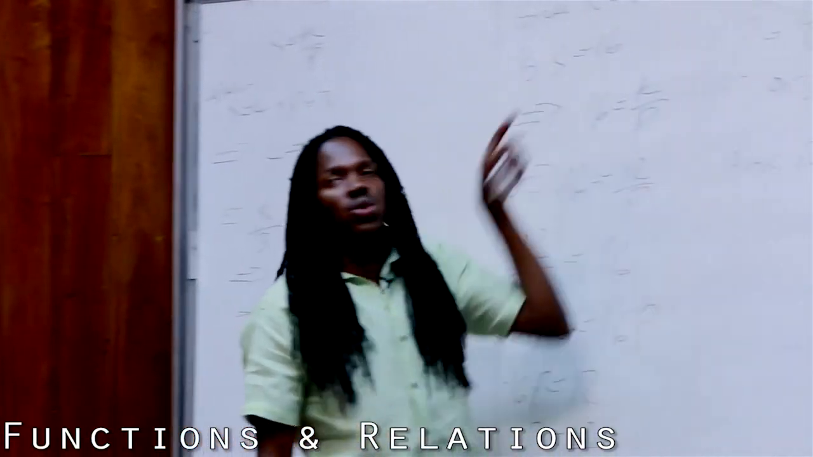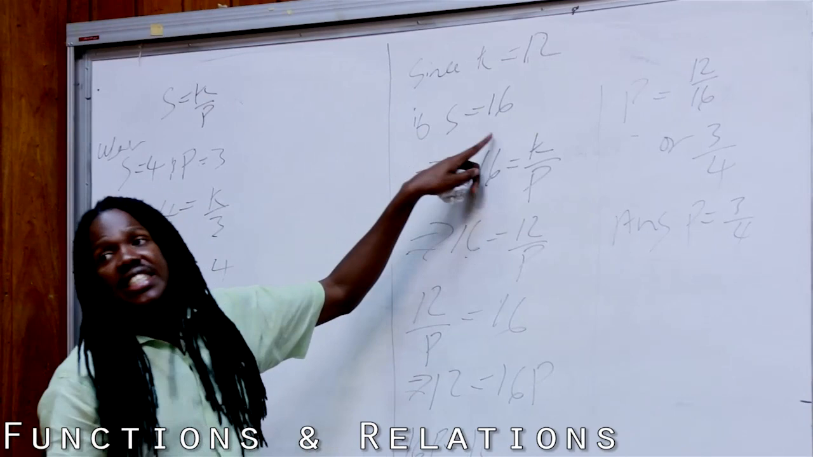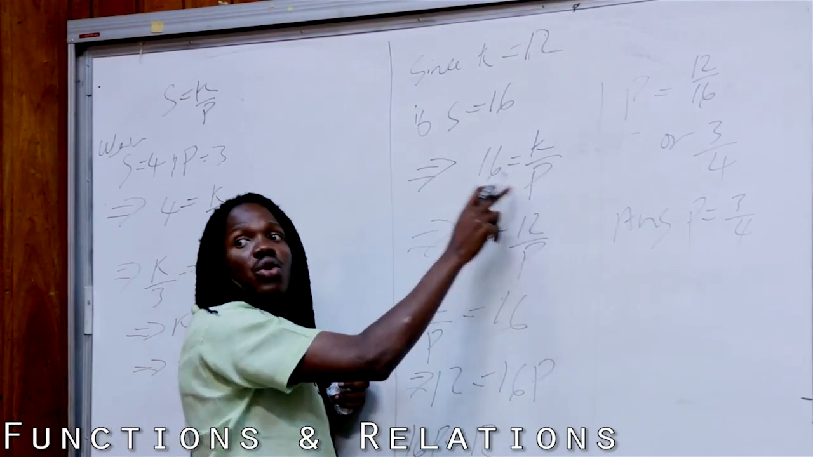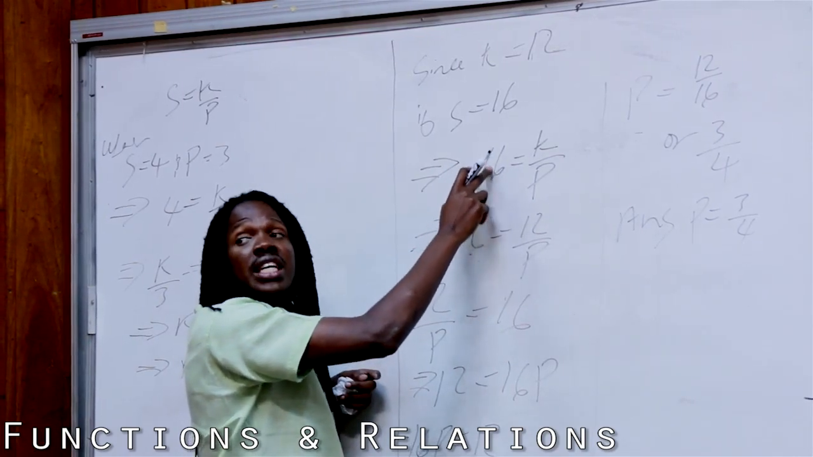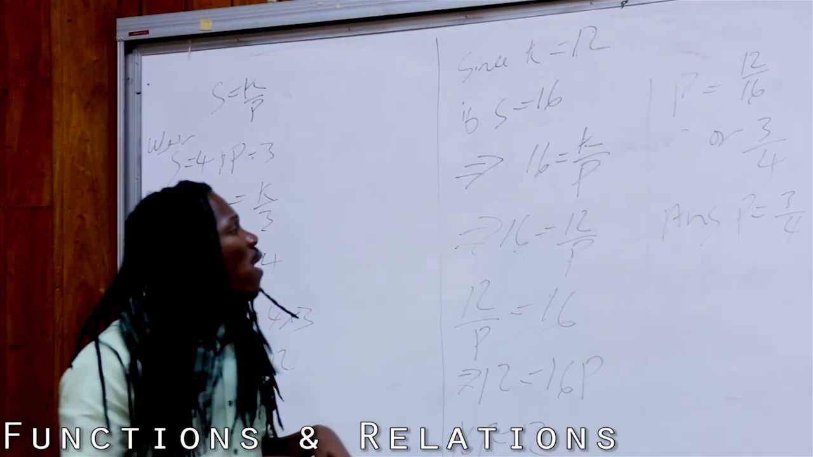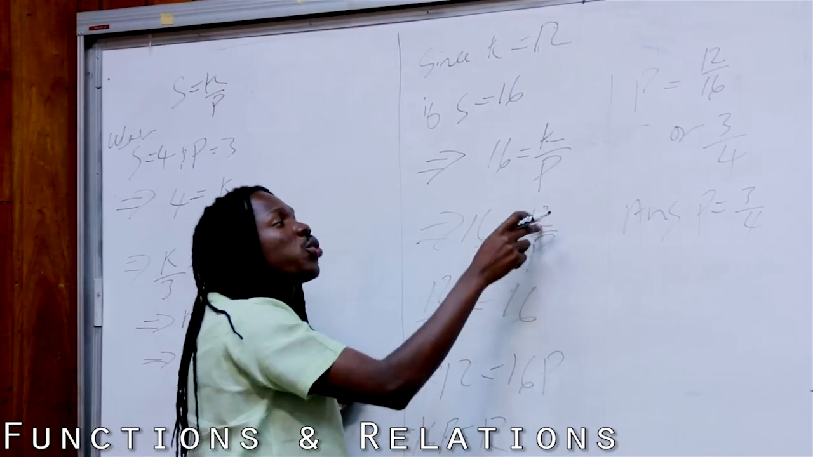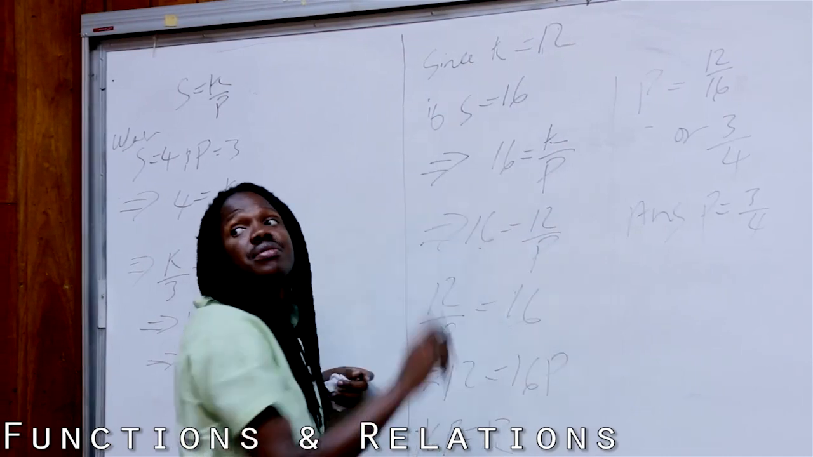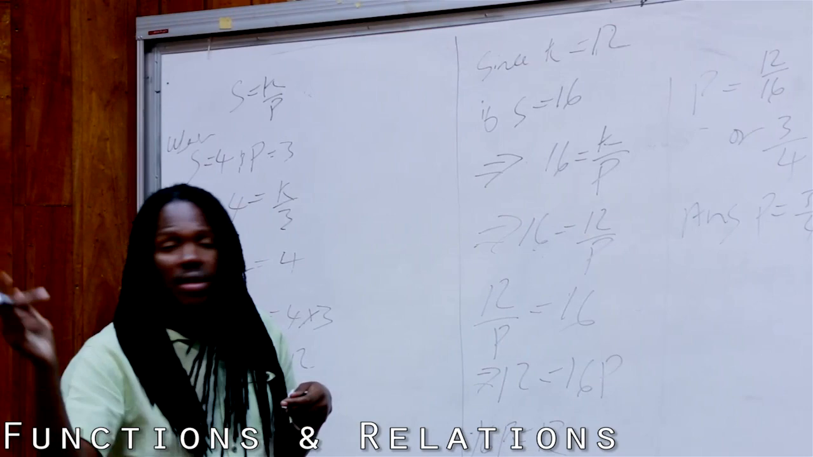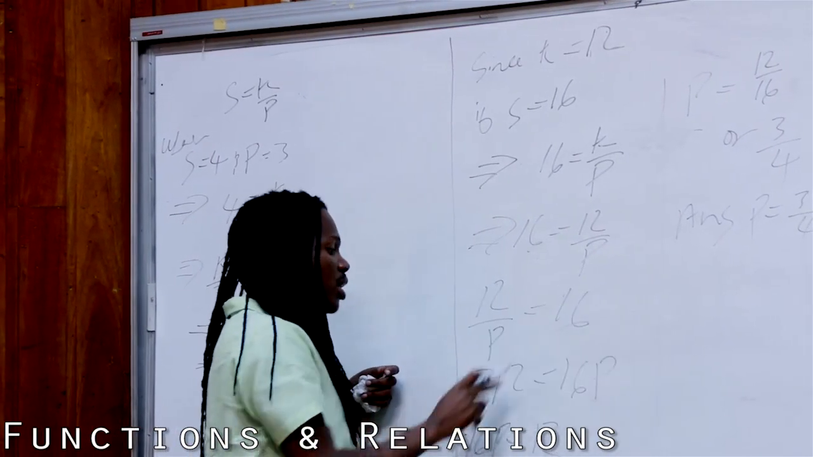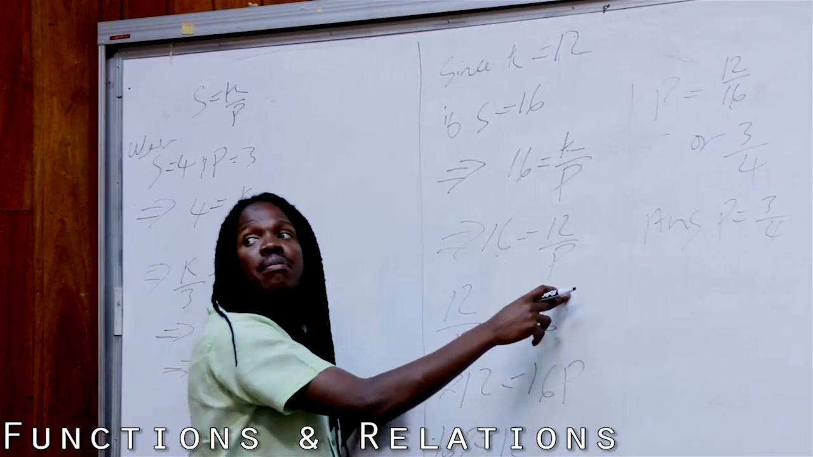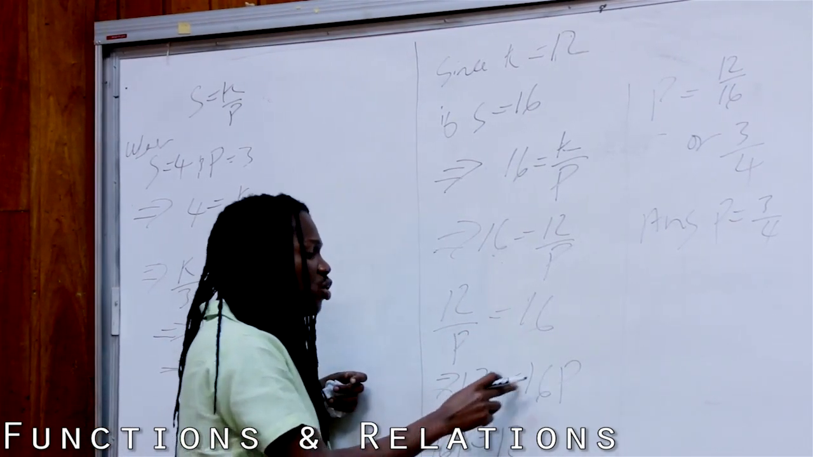Since k equals 12, if S is 16, then S equals k over P, where S is 16. So 16 equals k over P. Therefore, 16 equals 12 over P because k is 12. So 12 over P equals 16. P is below the line, which is a divide, so when we carry it over, it comes as a multiply P. That means 12 equals 16P.